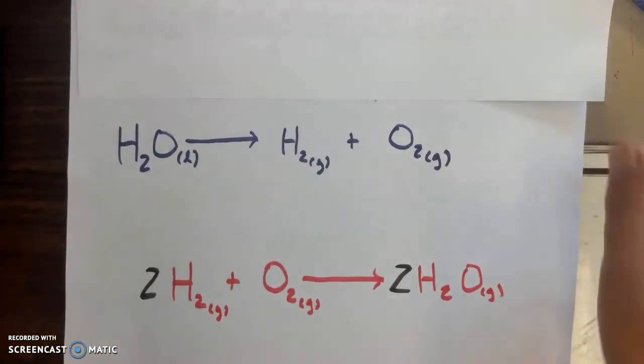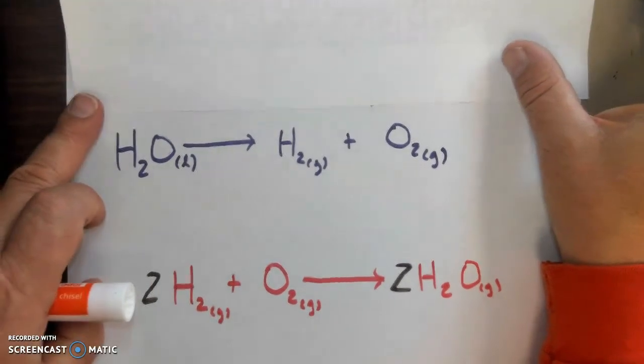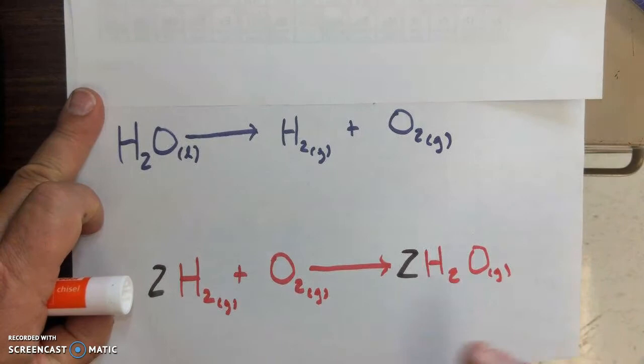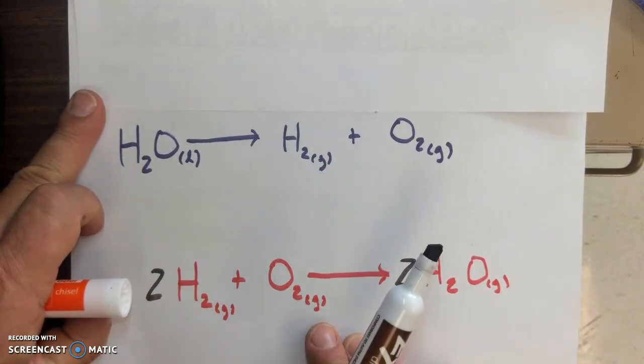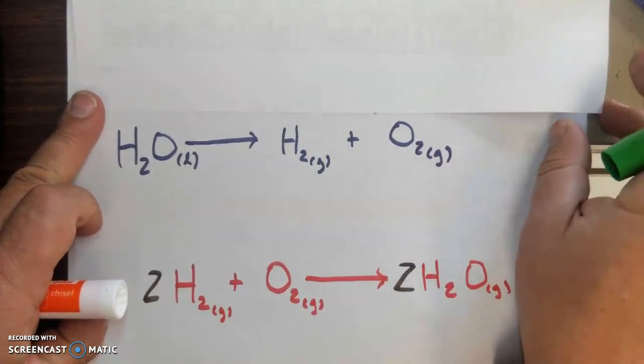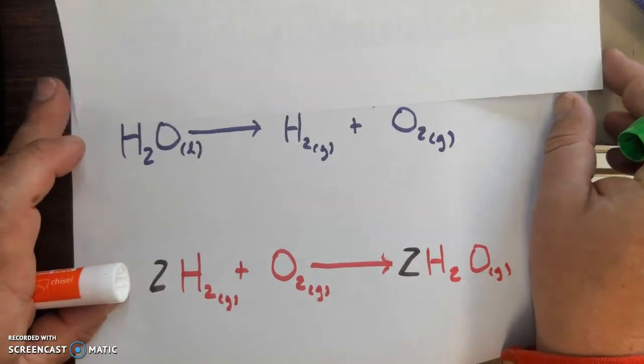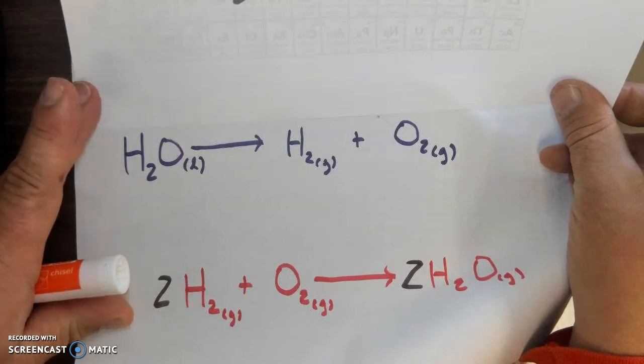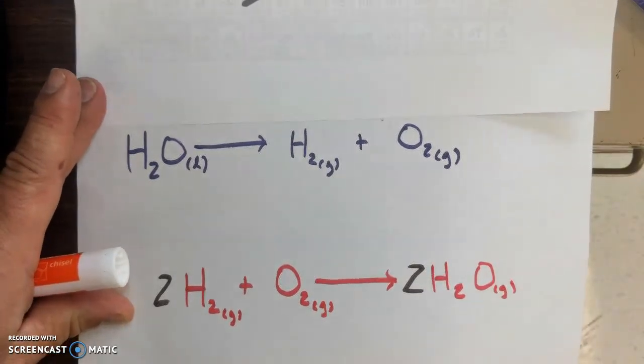Okay, remember this is what's called a decomposition reaction. The other one was called a synthesis reaction. This one's called a decomposition reaction. Try this one that's under my paper here. H2O becomes hydrogen gas and oxygen gas. See if you can balance it.